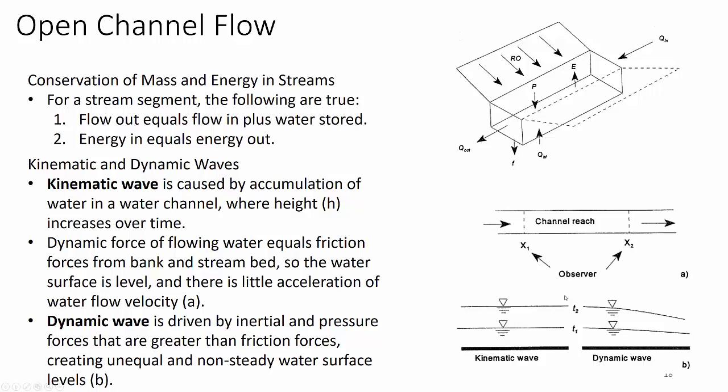Dynamic forces of water equal friction to the bank, so the water level is level. There's little acceleration of velocity. You get a dynamic wave, though, when you have critical flow and inertial and pressure forces are greater than friction forces, creating unequal and non-steady water surfaces. And that's what we saw in the video earlier, this dynamic wave. We're going over the crest, so you have deeper water at the back. The actual depth of the water is driven by pushing of water down. That's supercritical flow.